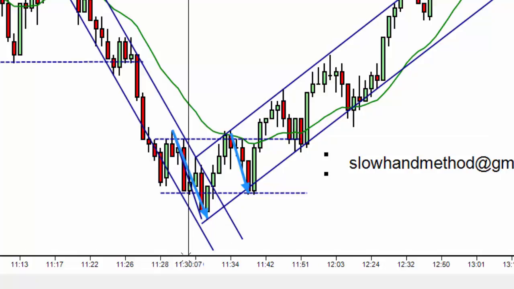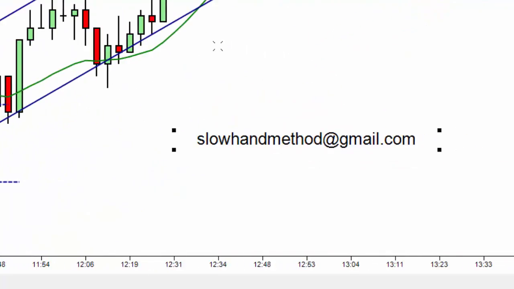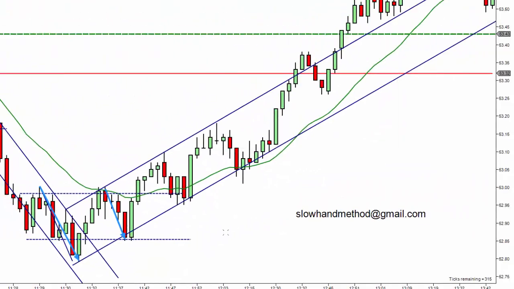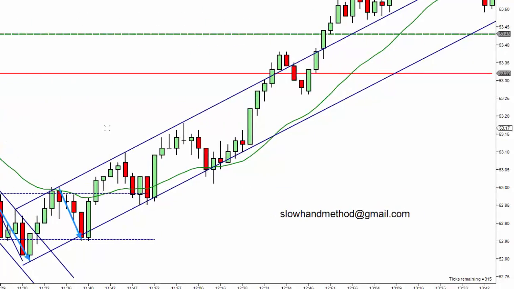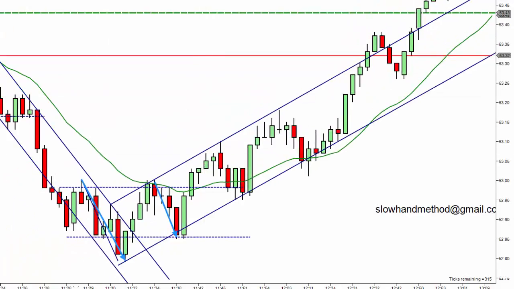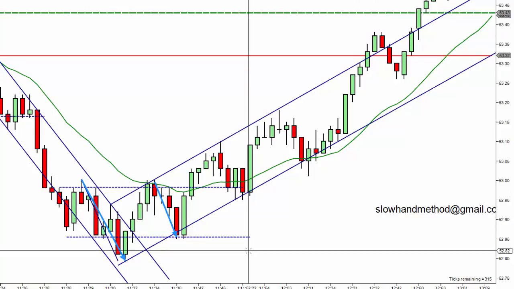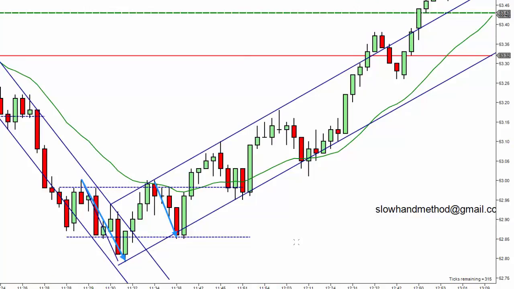I hope you can get the sense of it. If you have any questions, please let me know. But I just wanted to explain this one area and why I took this trade. And hopefully you have a greater understanding of it.